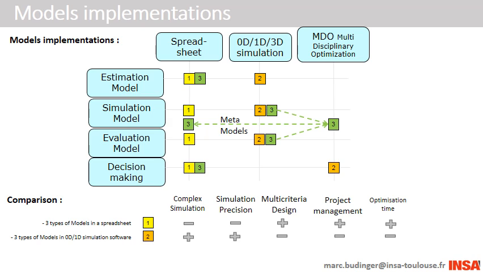A third solution is to use MetaModels, which are less time-consuming. These MetaModels are often algebraic equations. This method has the advantages of the two previous ones, but we must be very careful about the accuracy of the MetaModels we use.